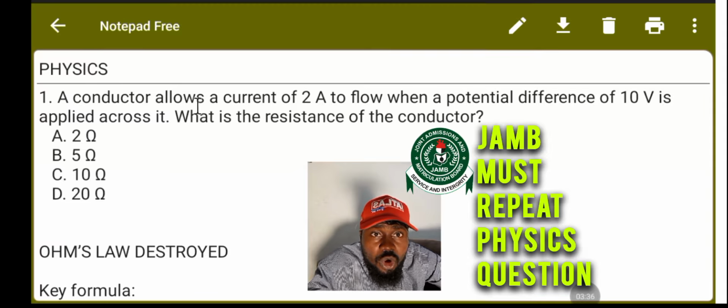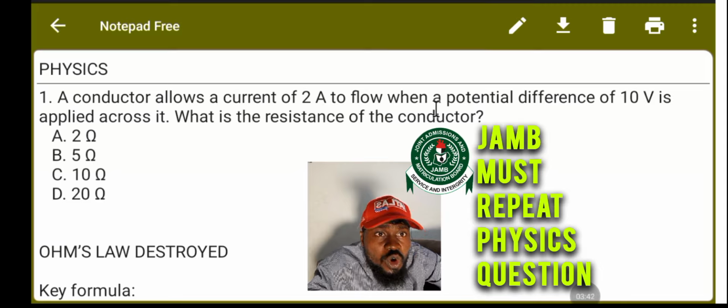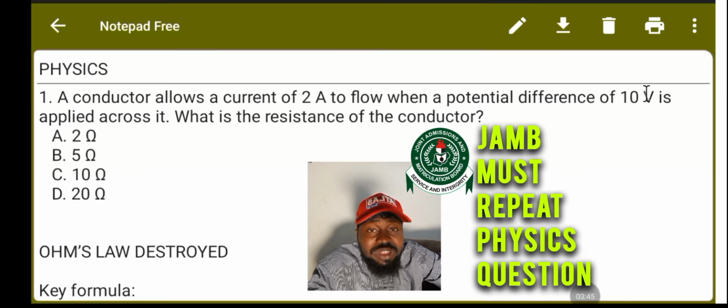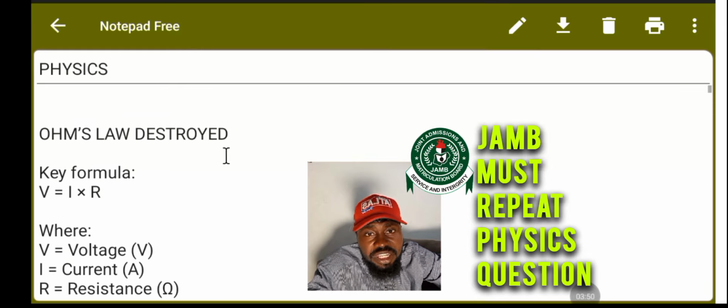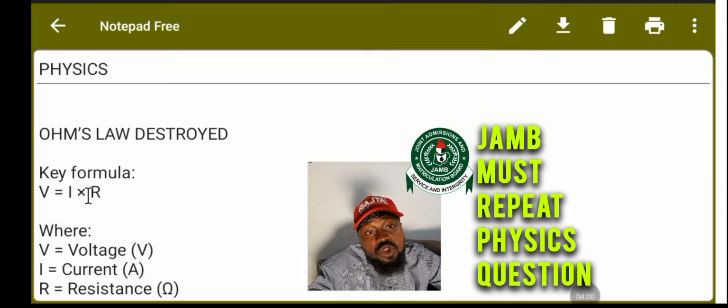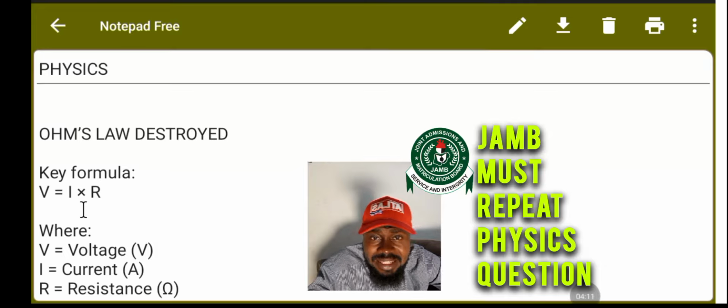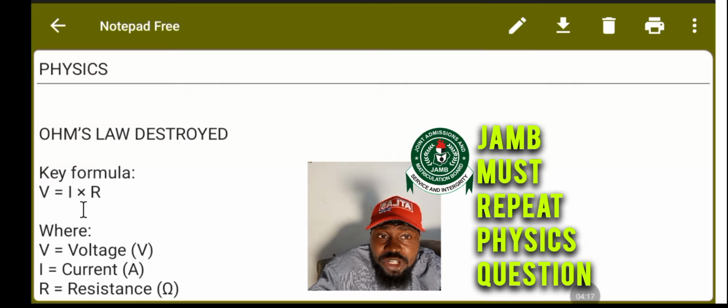Remember, they say a conductor allows a current of 2 ampere to flow when a potential difference, PD, of 10 volts is applied. So what is the resistance of the conductor? Very, very easy. So this is the formula, V equals I times R. Remember, we are talking about a conductor and a potential difference, so you know that is Ohm's law, okay? Ohm's law is what you use for metallic conductors, provided that temperature remains constant. So that's it: the voltage is directly proportional to the amount of current passing through it, provided that the temperature remains constant.